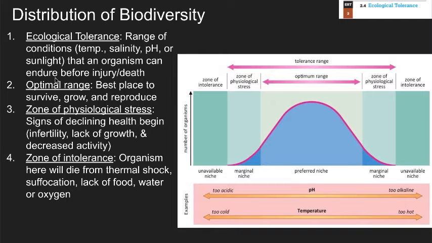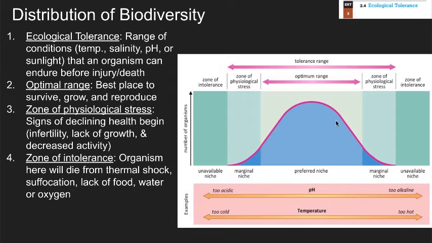Distribution of biodiversity is not always equal. It's not always the same. So ecological tolerance is going to discuss where we find biodiversity in ecosystems, and typically we find that in something called our optimal range. Ecological tolerance basically states that there's a range of conditions acceptable for organisms' ideal survival and ability to survive.